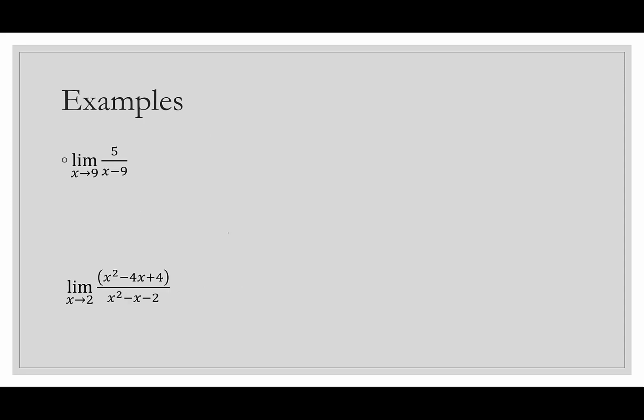Let's try the limit as x goes to 9 of 5 over x minus 9. Plug in 9 to start. I get 5 over 9 minus 9, which is 5 over 0. I have a number on top. I have 0 on the bottom. That immediately says to me does not exist.